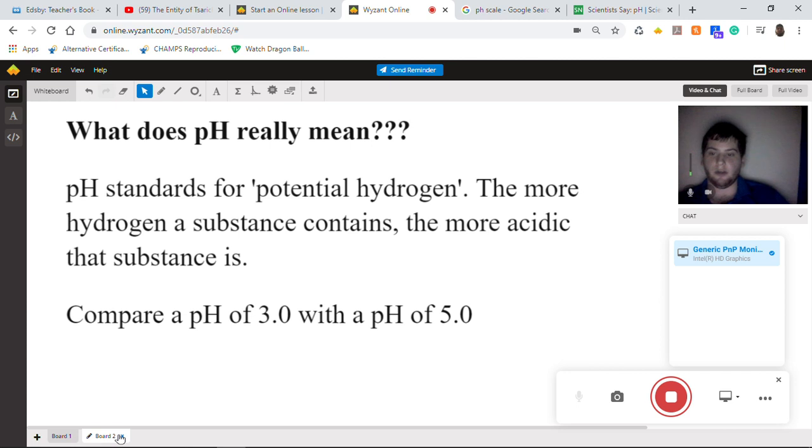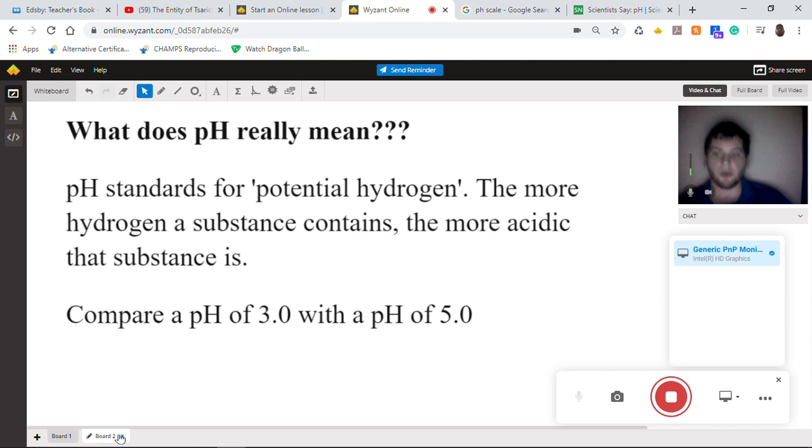Alright, I just have another small thing on the second board about what pH really means. So pH stands for potential hydrogen. This means that the more hydrogen a substance contains, the more acidic that substance is going to be.